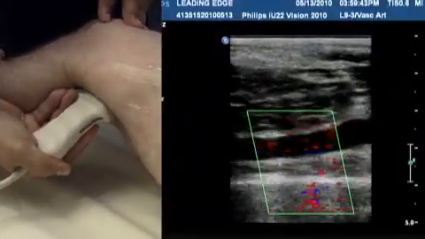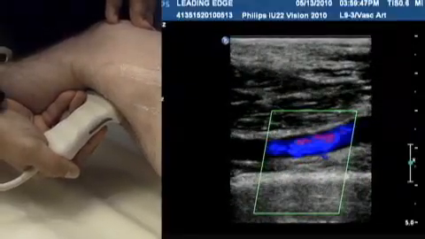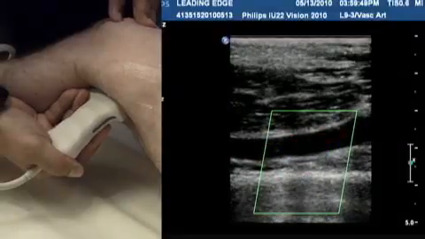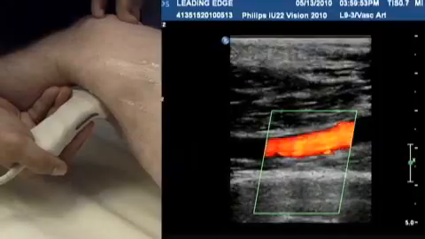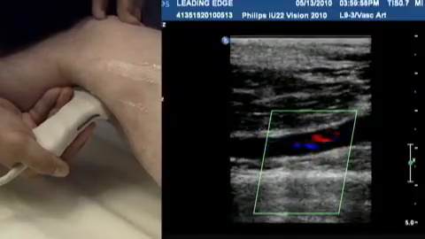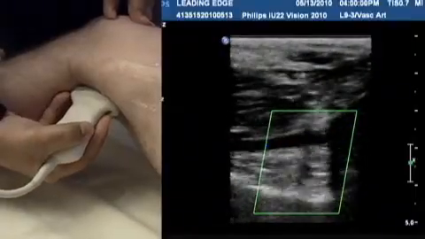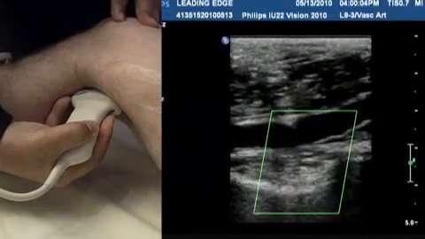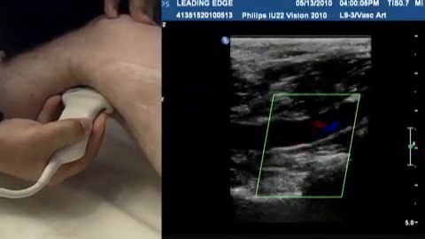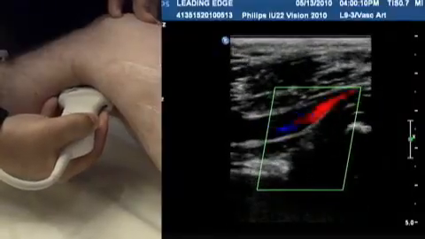Let's actually steer that color box the opposite way, no, the other way. Very nice. And you can see good color filling. Let's decrease that gain and increase the PRF. And again, I'll work my way down the leg. And what I'm looking for now is to identify the popliteal artery. As you can see now, it's kind of coursing its way up more superficially.